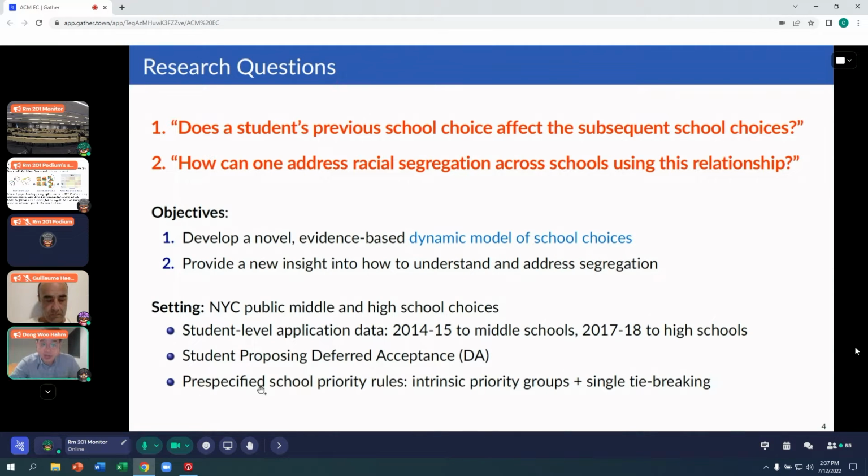They are pre-specified, pre-announced, and consist of two layers. First, each school divides their applicants into a small number of groups, for example, students in Manhattan, and second, students who attend an information session, for example. And whenever there is a tie among students, they use a lottery to break ties.